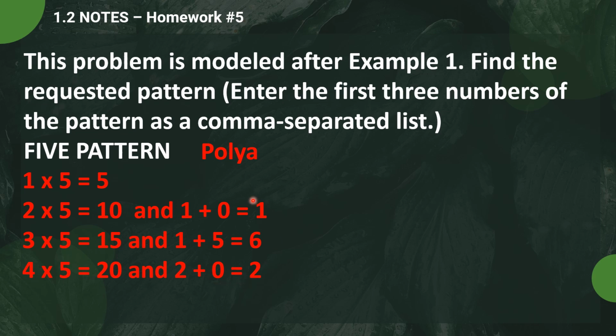Now here is the actual pattern. The first numbers of the pattern would be 5, 1, 6, 2. It says enter the first 3 numbers of the pattern as a comma separated list. So the first 3 numbers are 5, 1, 6. And that's what you would enter into WebAssign. So this would actually be your answer.